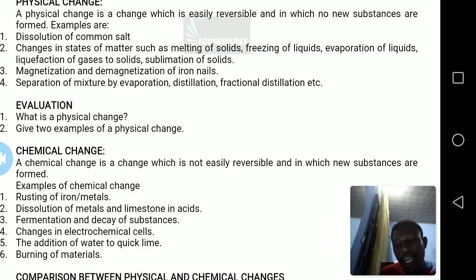Sublimation is when a solid changes directly into a gas without going through the liquid phase.